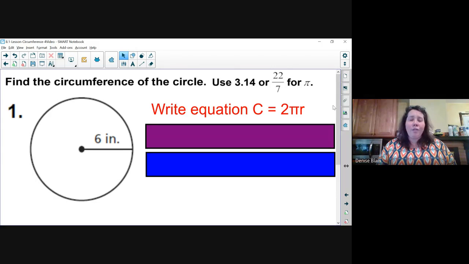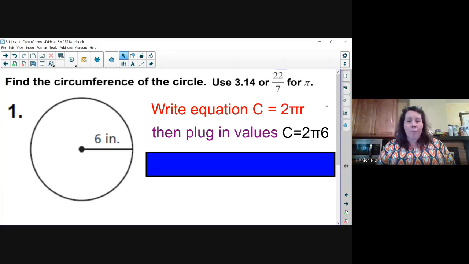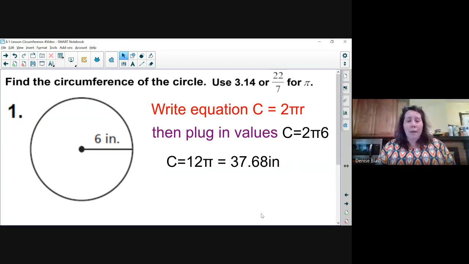The next thing that you're going to do is plug in your values. You know that your radius is 6, so you're going to plug in 6 for r. So your equation now becomes circumference equals 2 times pi times 6. Well, now you're going to combine like terms. I can combine the 2 and the 6 because this whole equation uses multiplication. I know 2 times 6 is 12, so circumference equals 12 times pi, or 37.68 inches. Circumference, since it's a distance around the outside of our shape, our units are plain units.